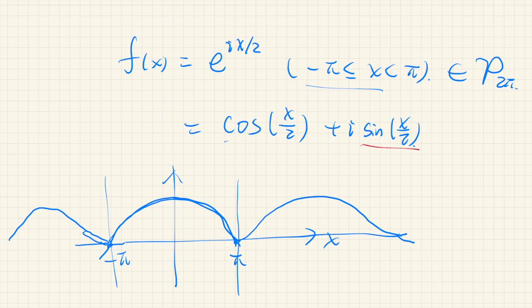And the imaginary part is sine x over 2, and when x is equal to 0, that's 0. And when x is equal to π, that is this. So it should look like this, like this. So if you repeat this, so if you shift this by 2π, you get something like this.